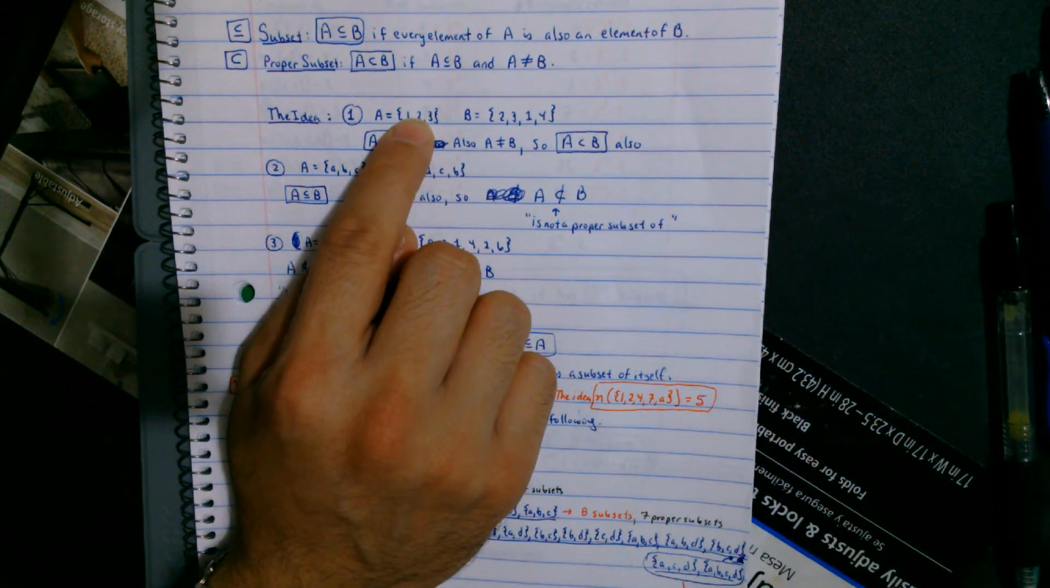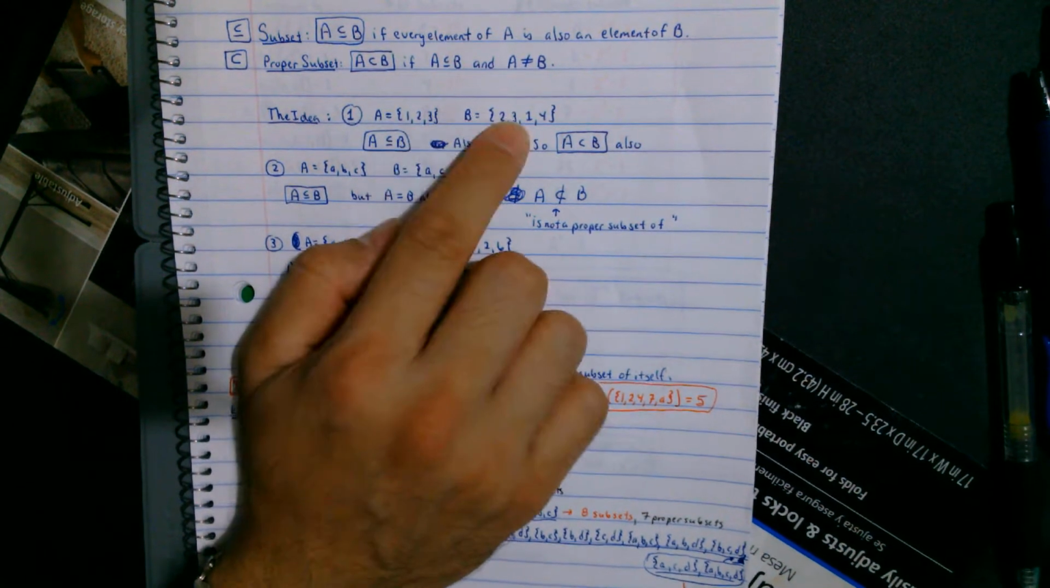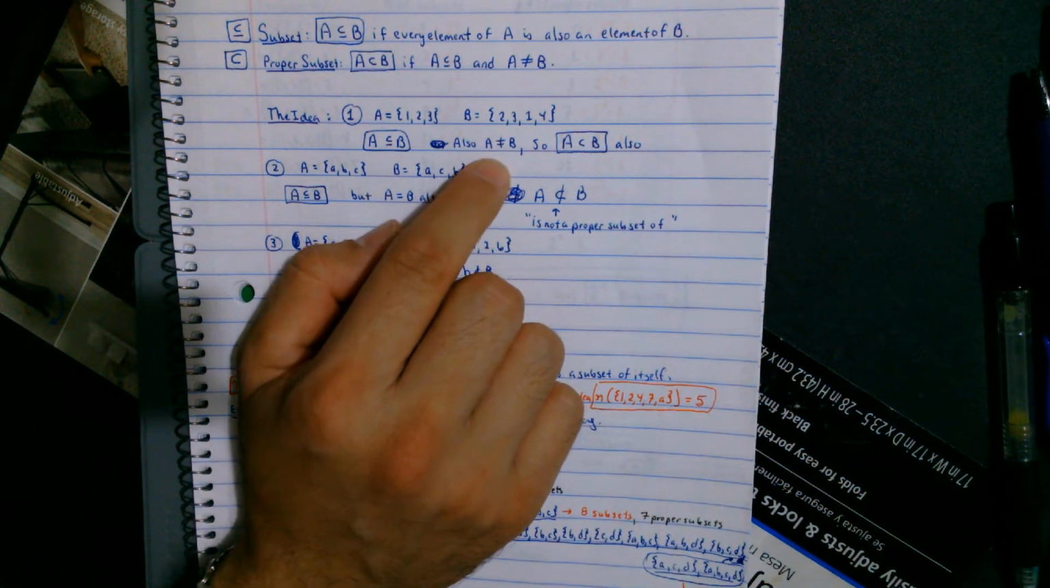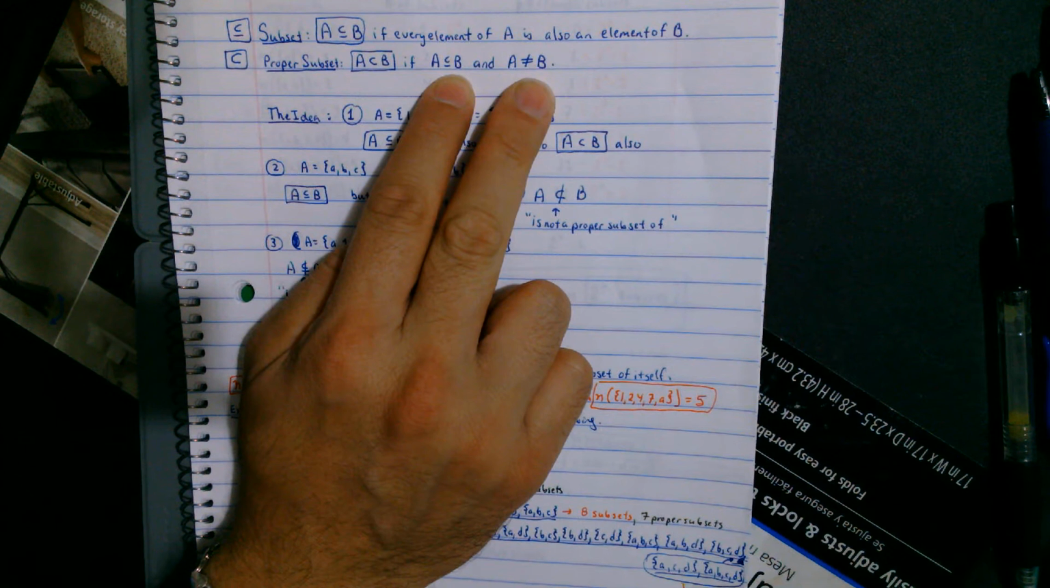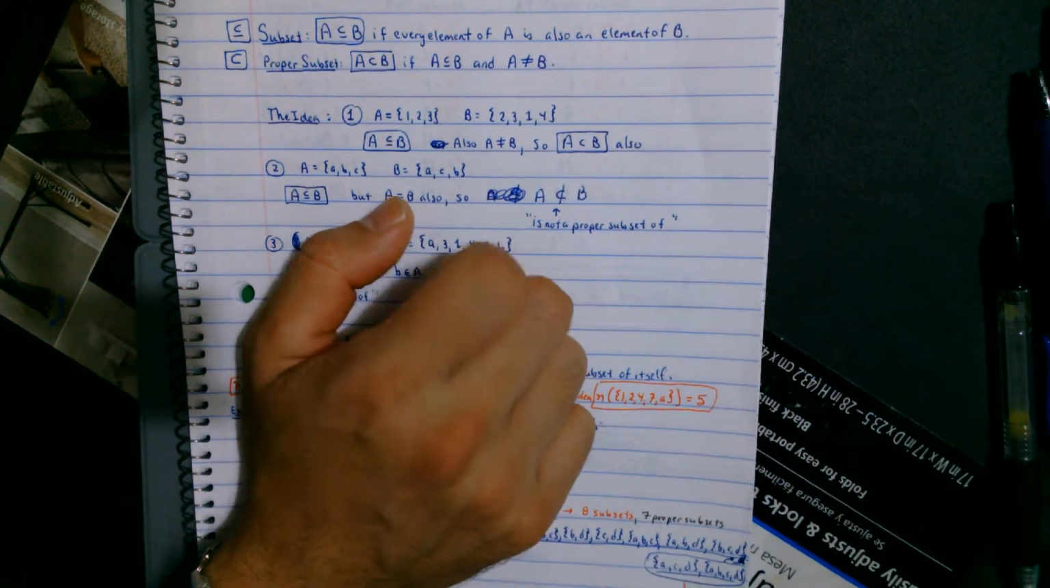Because B has something extra that A doesn't have, they're not equal sets. So not only is A a subset of B, but A and B are not equal. So we conclude that A is not only a subset of B, it's also a proper subset of B.